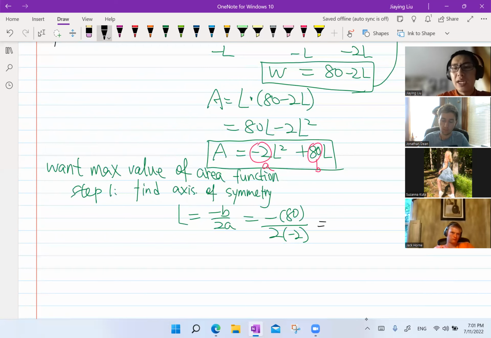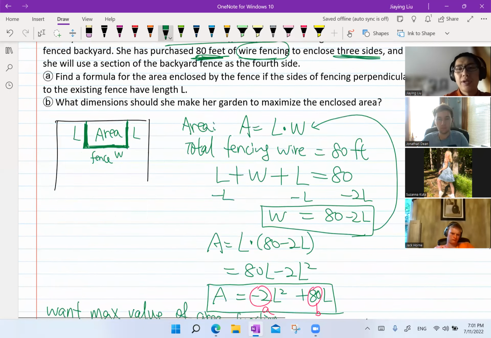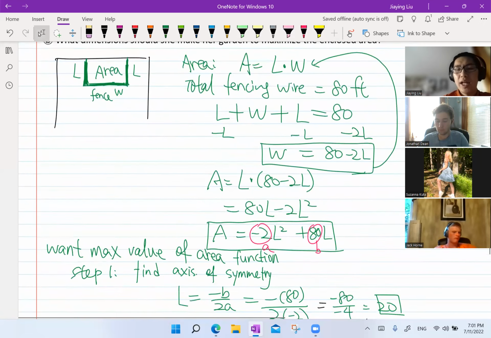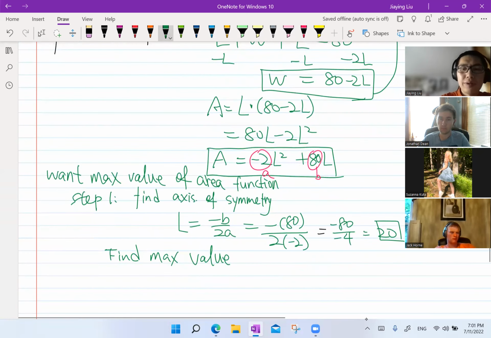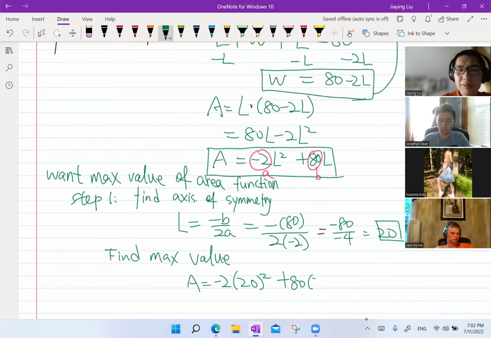If I simplify this, we get negative 80 over negative 4, so we get positive 20. So that's what L is. That's the axis of symmetry. To find the maximum value, I can take 20 and put it into the area formula. So I get area equals negative 2 times 20 squared plus 80 times 20. That should give me the maximum value.